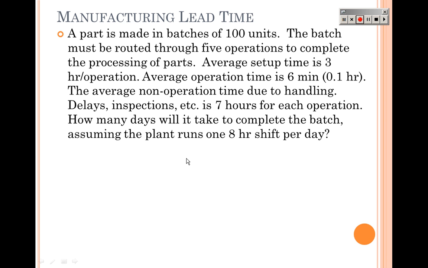Okay, there are 100 parts, and each one of them has to be processed for 0.1 hour. Now, the inspection time will be 7 hours for operations. There are 5 operations, so we'll have 5 times 7, okay, hours.